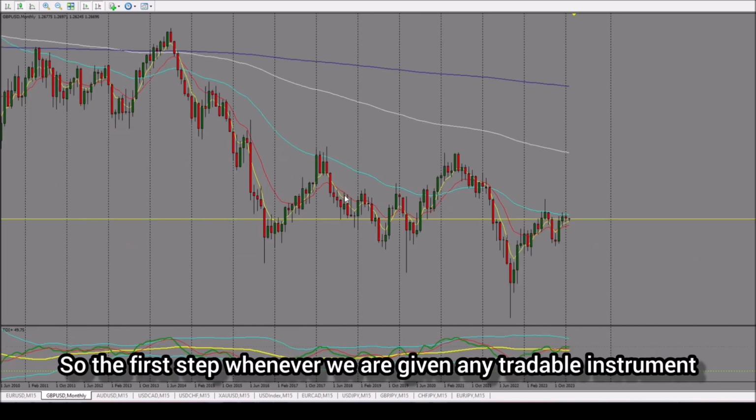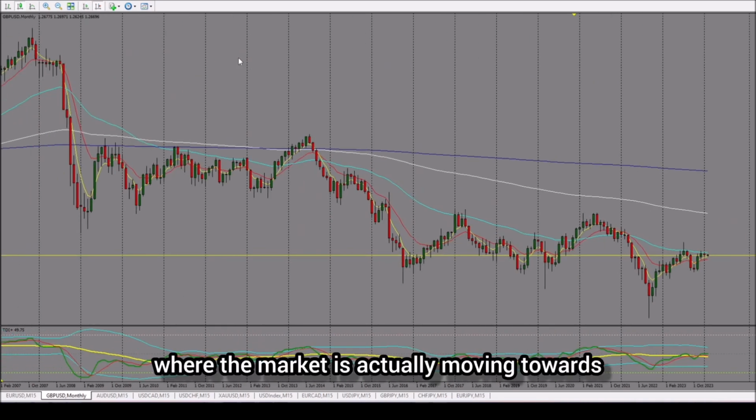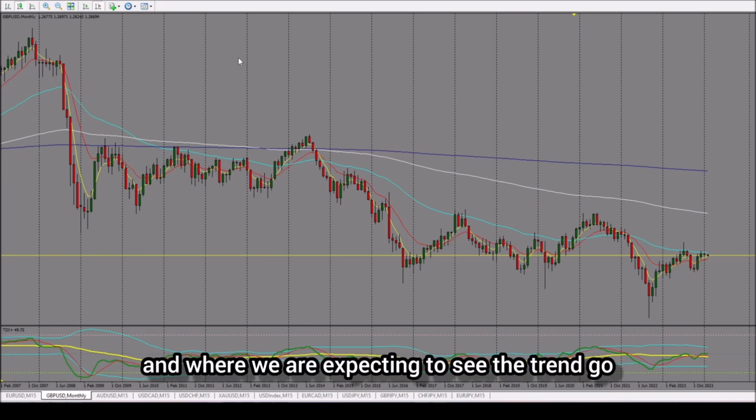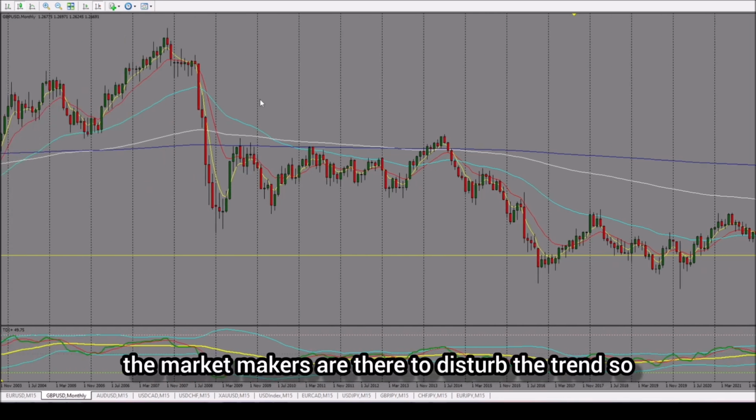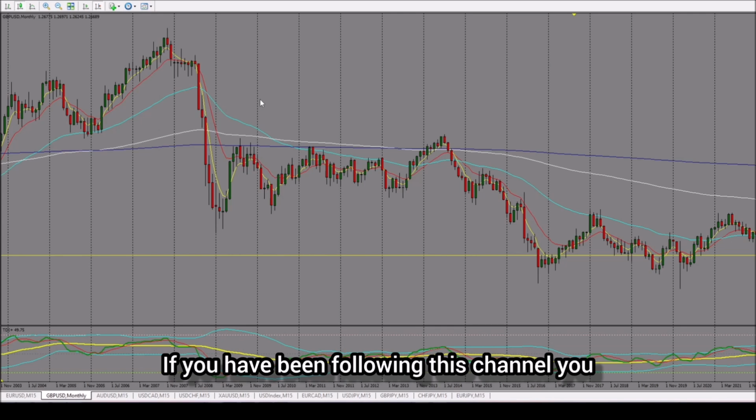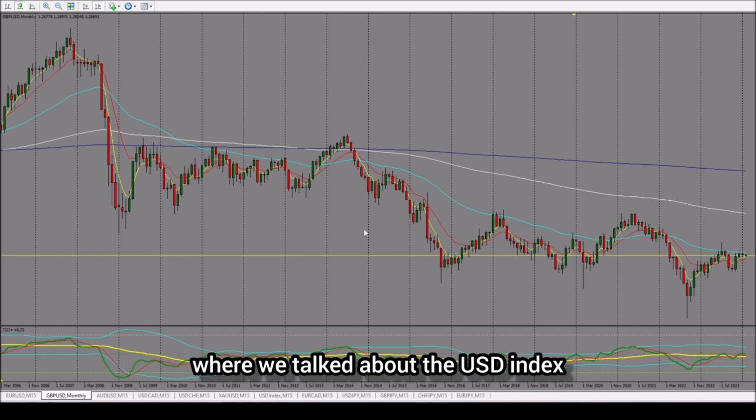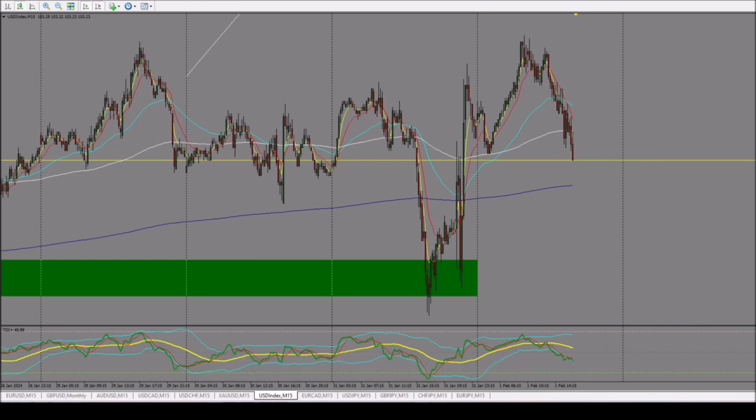So the first step whenever we are given any tradable instrument or any asset is to count levels. Counting levels is a method that gives us the market bias, where the market is moving towards and where we are expecting to see the trend go. So basically, when the markets are moving, the market makers are there to disturb the trend so that you get confused. If you have been following this channel, you can check our previous video where we talked about the USD index, and on the USD index we talked about going to the upside.